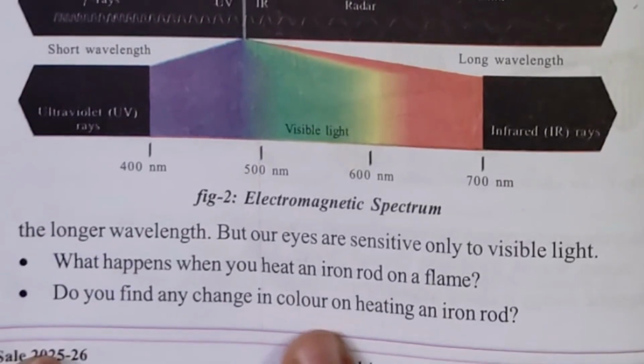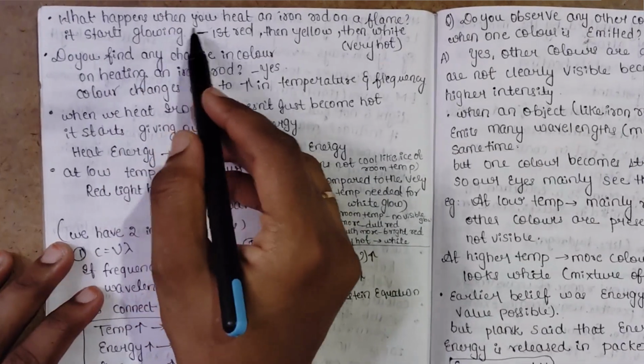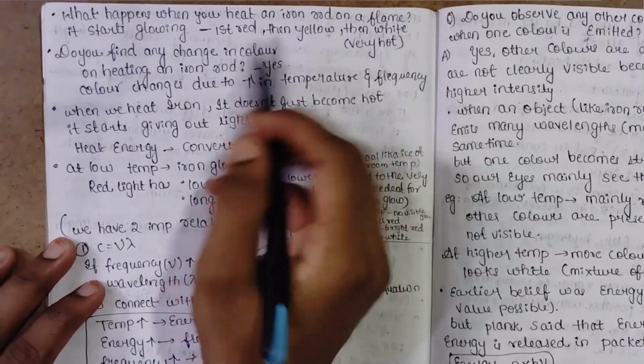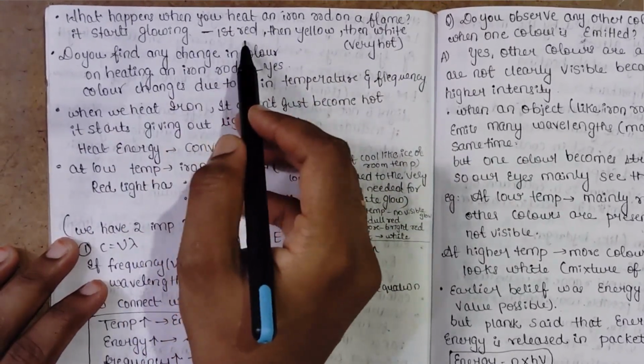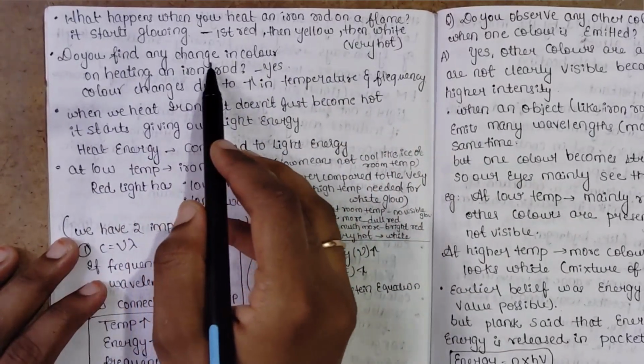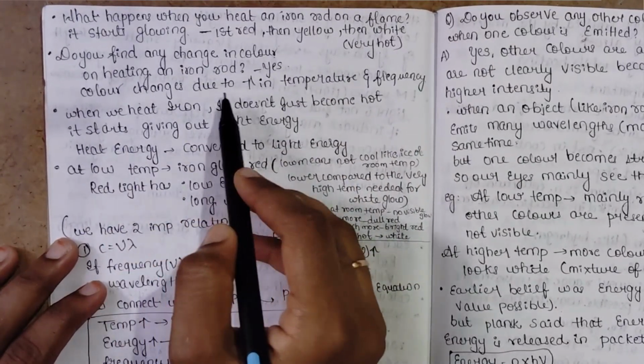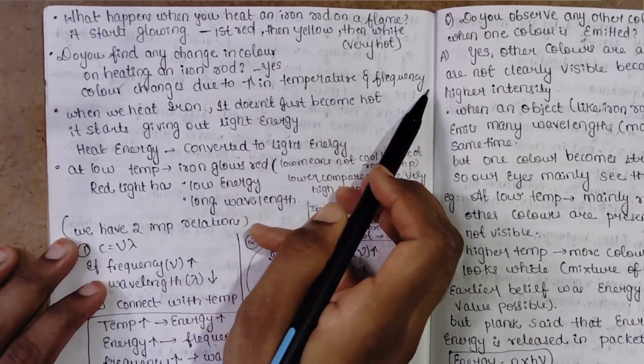What happens when you heat an iron rod on a flame? And do you find any change in color on heating an iron rod? We'll discuss this now. It starts glowing. First it becomes red, then yellow, then white. It will be very hot. Do you find any change in color? Yes, on heating an iron rod, the color changes due to the increase in temperature and frequency.